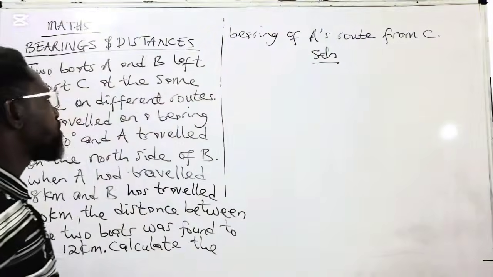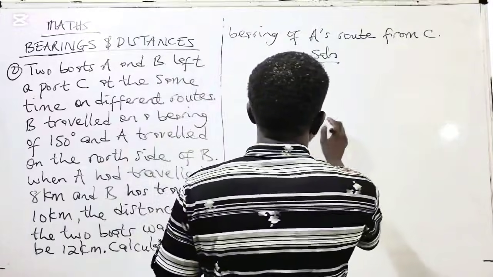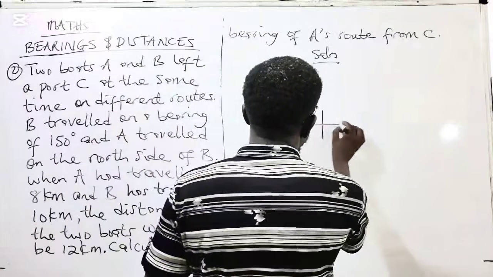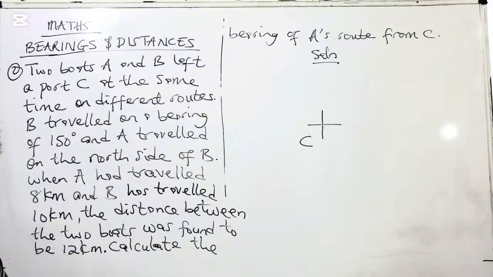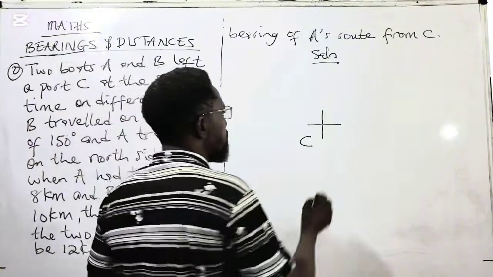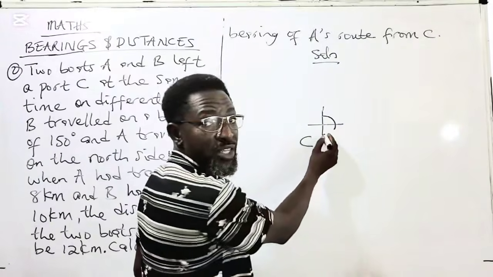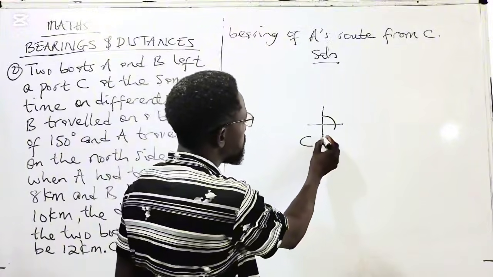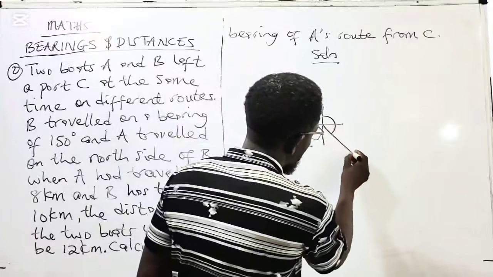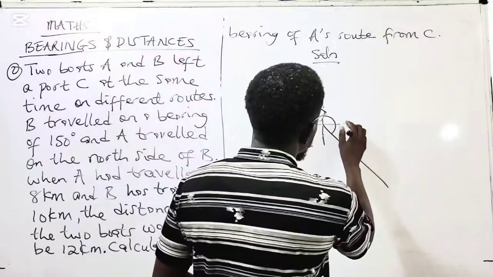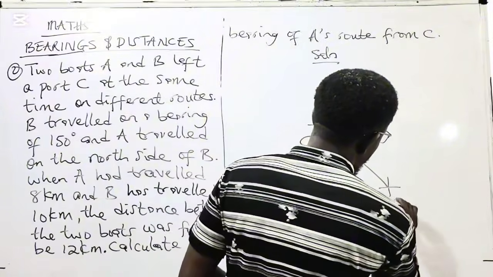Now take a look at this question. The two boats left a port, so let's say this is port C. They travel at a bearing of 150 degrees. We're going to start from here, cross this part a little. Remember, if it gets to this point, it is 180 degrees. So since what I need is 150, I get to the point here and call that point B.